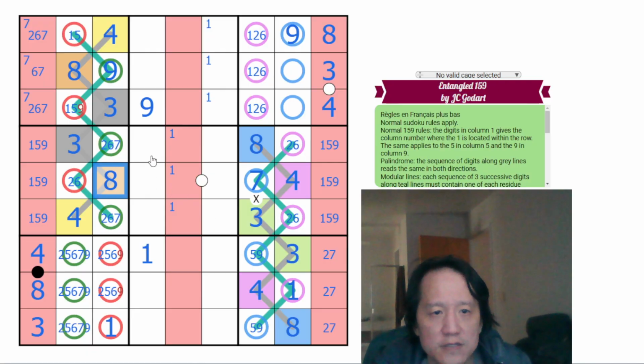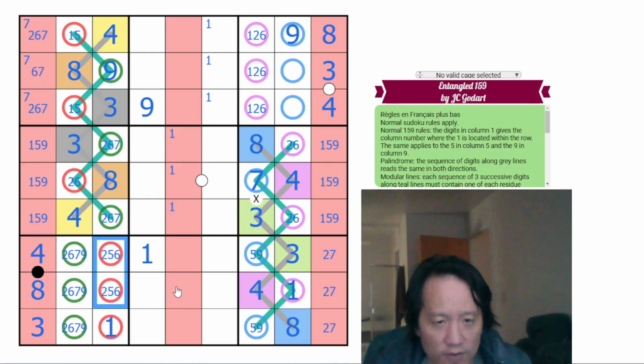This is 8. This can't be 9. So this can't be 5. This can't be 9. So this has to have a 5. Which means 3 has to be here. This can't be 3. Therefore, this can't be the 5. Therefore, the 5 has to be here, which makes that 3.